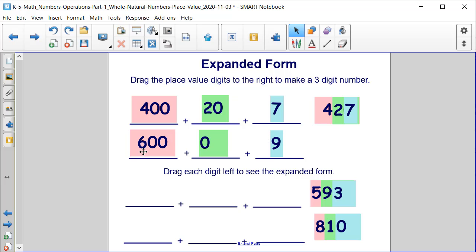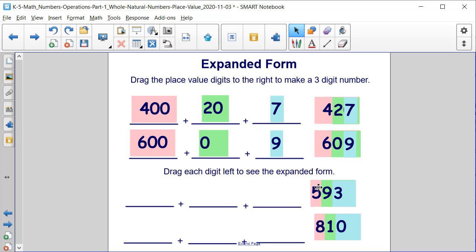In the next one, we have 600 plus 0 tens plus 9. So if we convert that, we would have 600, 0 tens, and 9 ones. So 600 plus 0 tens plus 9 gives us the number 609.